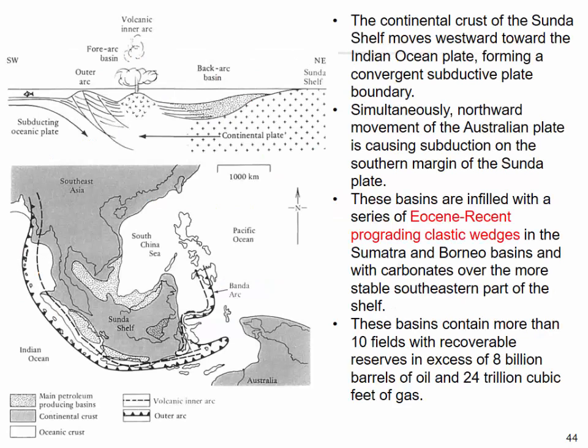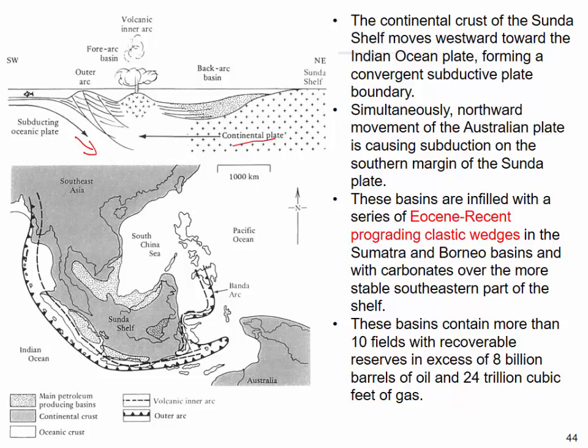And another example is around Indonesia. Continental crust of the Sunda Shelf moved westward toward the Indian Ocean plate. The continental plate is moving westward, right? Here, the subducting oceanic plate is going down, and the Australian plate is causing subduction. These basins are infilled with a series of Eocene synchronously grading clastic wedges in the Sumatra and Borneo basins, with carbonate over the more stable southeastern part of the shelf.